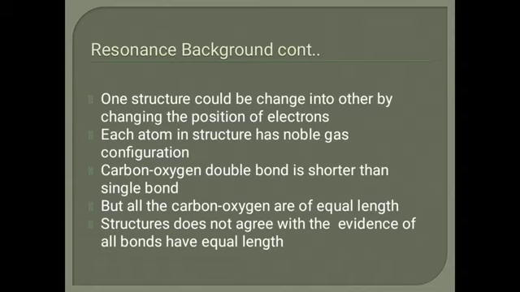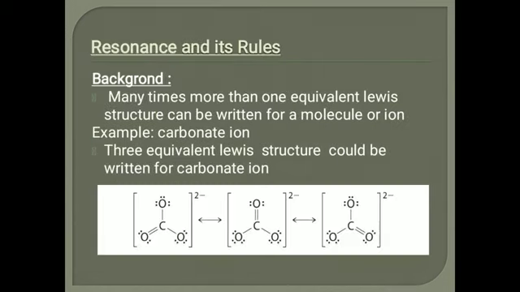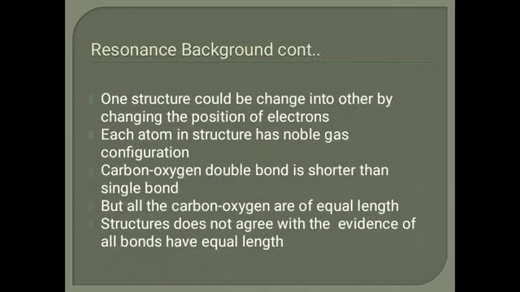The carbon oxygen double bond is shorter than the single bond. If we see from the structure, the carbon oxygen double bond is stronger and has a shorter bond length, and the carbon oxygen single bond or sigma bond, due to weakness, will have a long bond length. But the structure does not agree with the evidence that all the bonds have equal length.